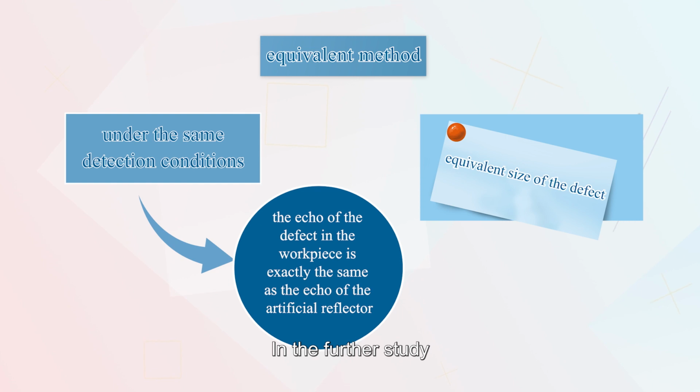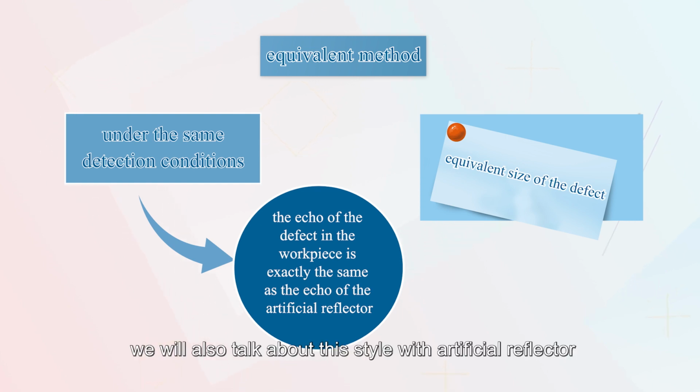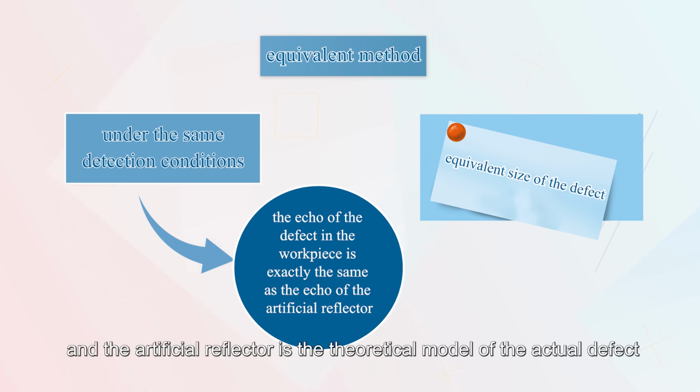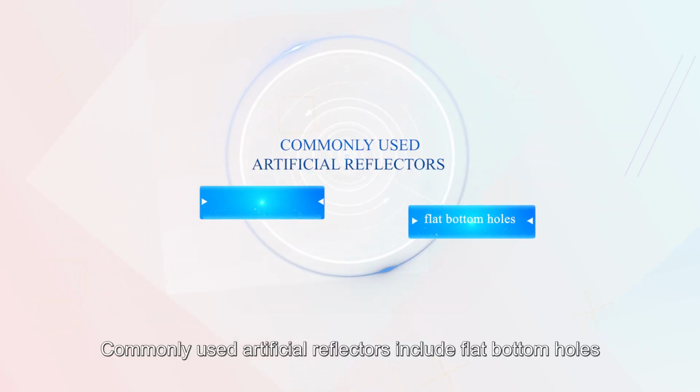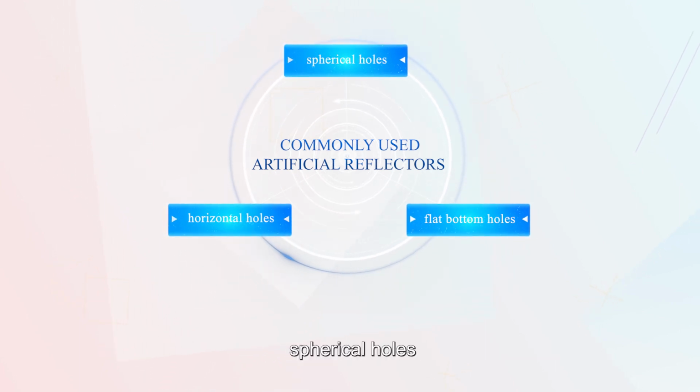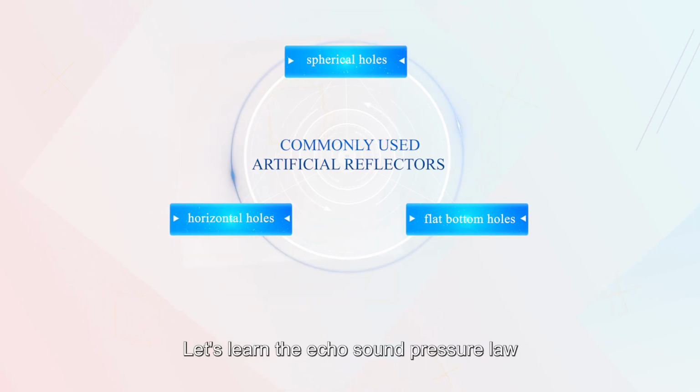In the future study, we will also talk about this artificial reflector. We call it a test block. And the artificial reflector is the theoretical model of the actual defect. Commonly used artificial reflectors include flat bottom holes, horizontal holes, spherical holes, etc. Let's learn the echo sound pressure law of these regular artificial reflectors together.